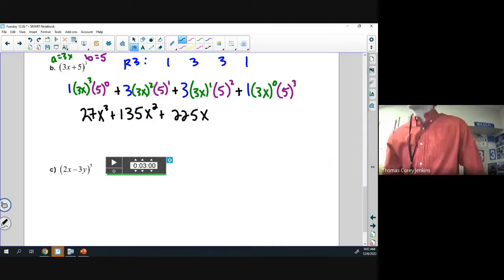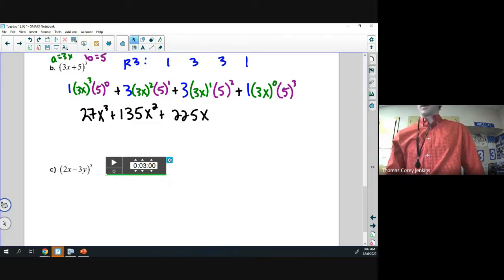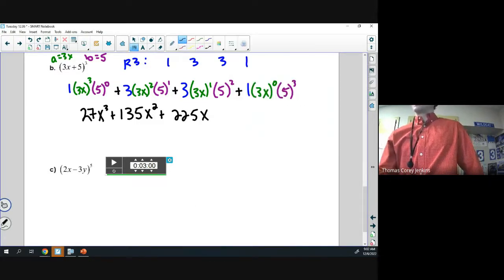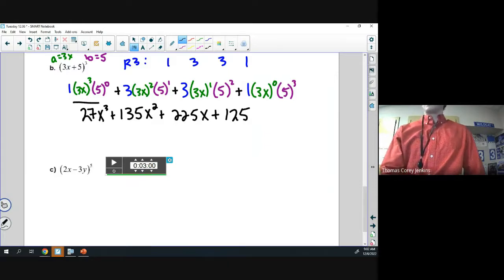And then my last term, which is going to be a constant, is just going to be 5 to the 3rd power, which is 625. Sorry, 125. Just kidding. 5 to the 4th power is 625. So let's try 125, since we're just taking it to the 3rd power. And that's it.